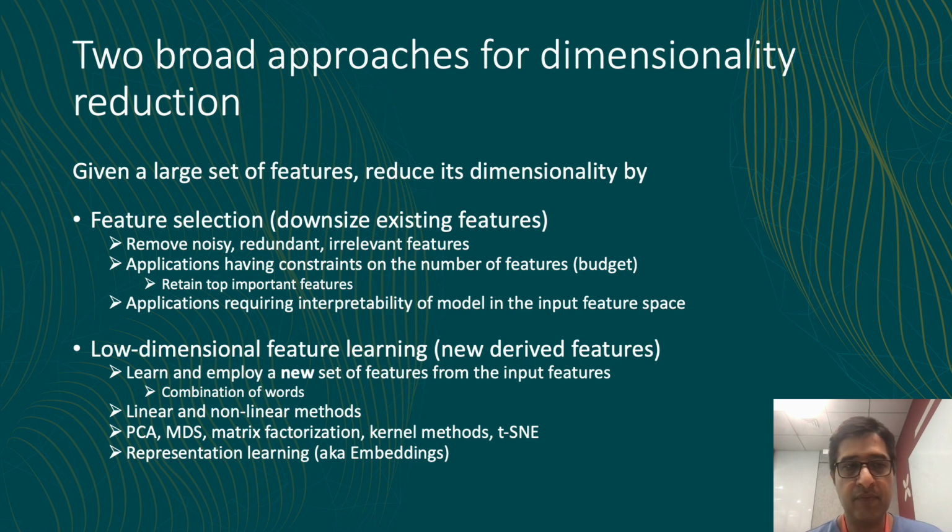The other set of methods is reducing the dimension of your feature set into a low dimensional feature which you learn as a combination of the existing features, right? So this could be carried out by combining the words together, for example, in our text-based prediction problem. And these could be linear or non-linear in nature. The linear models typically are principal component analysis, multidimensional scaling, matrix factorization, t-SNE. These are the models that we will talk about today.